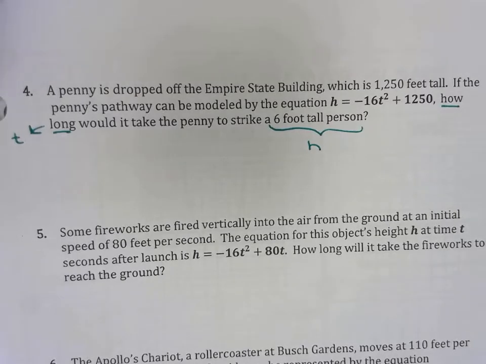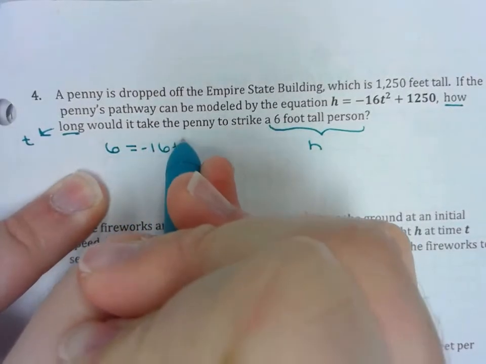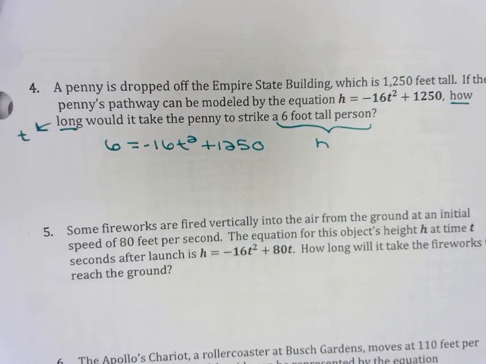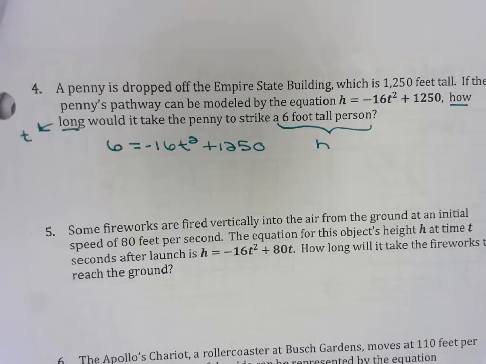What am I going to plug in for h? 6. So start with your equation. Plug in 6 for h. Dylan, stay with me, please. Okay, so I know this looks overwhelming, but use your equation and plug in what they tell you. I want to know t when the height is 6. You can use the square root method, because there's no t term by itself.